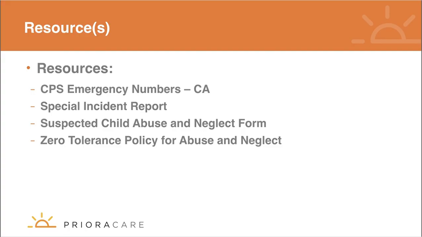Resources provided with this training include Child Protective Services Emergency Numbers for California, a sample special incident report, a suspected child abuse and neglect form, and a zero-tolerance policy for abuse and neglect.